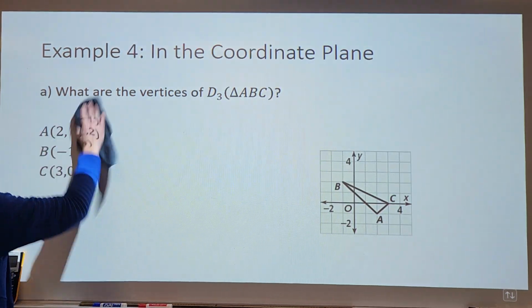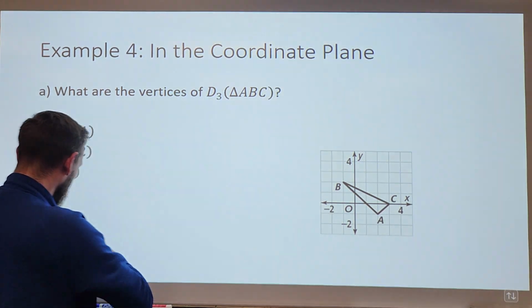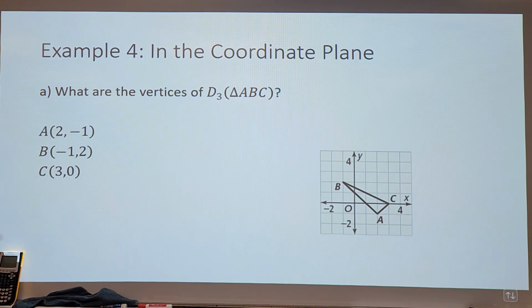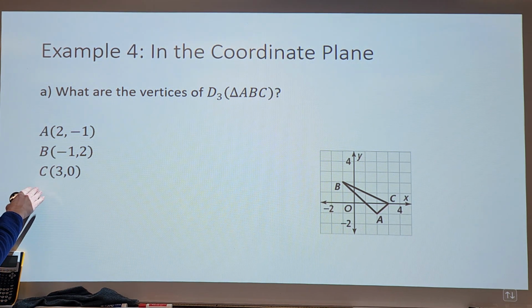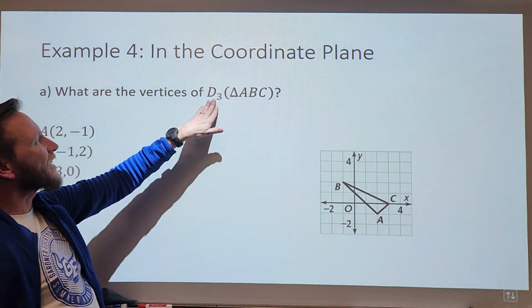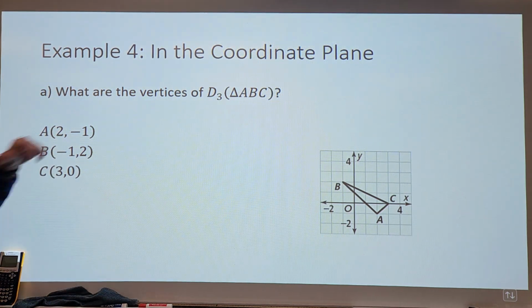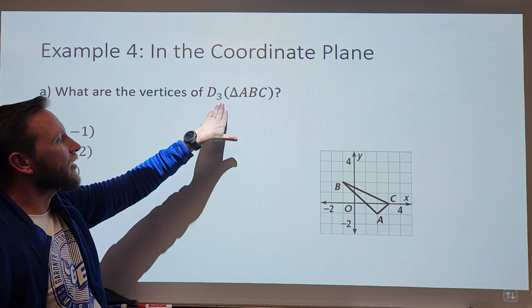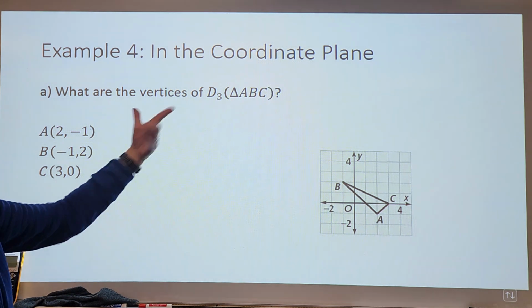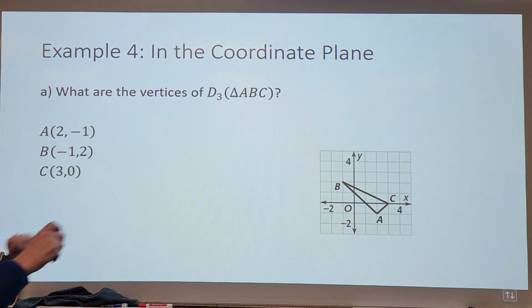And then the last part, and this is what we're going to spend some time working on in class. This is why you need graph paper today, because that's going to be really valuable for our work. So here we are given triangle ABC and the location of points A, B, and C in the coordinate plane. What are going to be the vertices if I dilate this by a factor of 3 about the origin? Okay, we are dilating in the coordinate plane. We're going to be dilating generally about the origin. That's our point of focus.